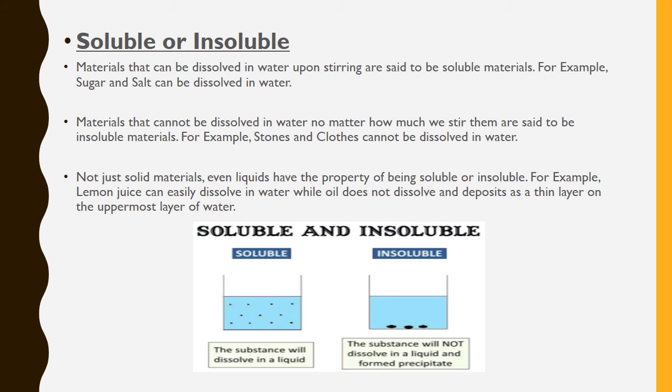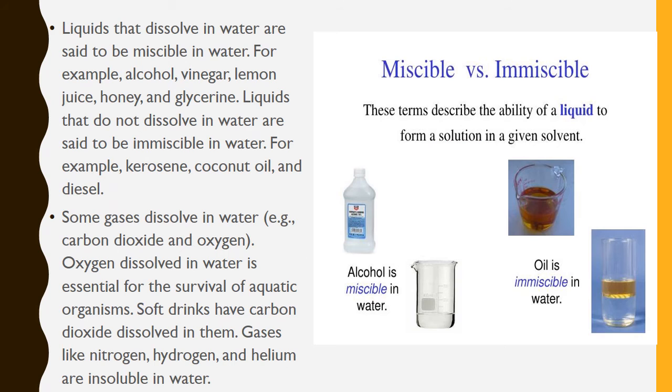Some liquids mix well with each other and some liquids cannot. Not just solid particles, even liquids have the property of being soluble or insoluble. For example, lemon juice can easily dissolve in water while oil does not dissolve. So we say this property is miscible or immiscible. If alcohol is completely dissolved in water, we call it miscible. But oil is not. It forms two layers, so we call it immiscible.